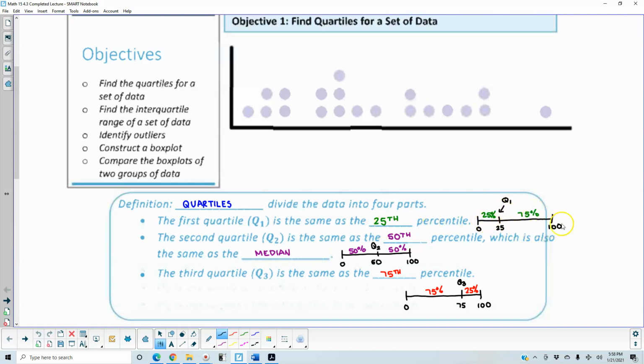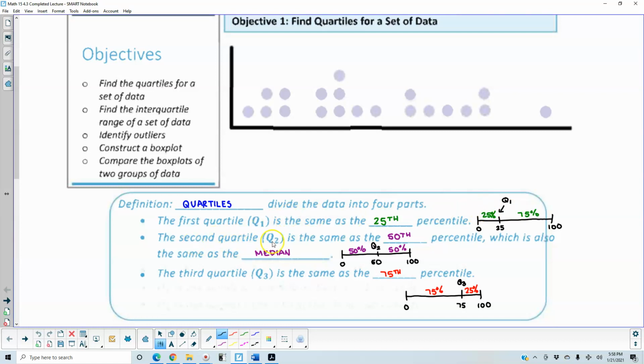If we take a look at a graph here, if we go from 0 to 25 and then 25 to 100, this first portion is the first quartile, which is 25%. At this point here is quartile 1 or Q1. The rest of it would be 75%.